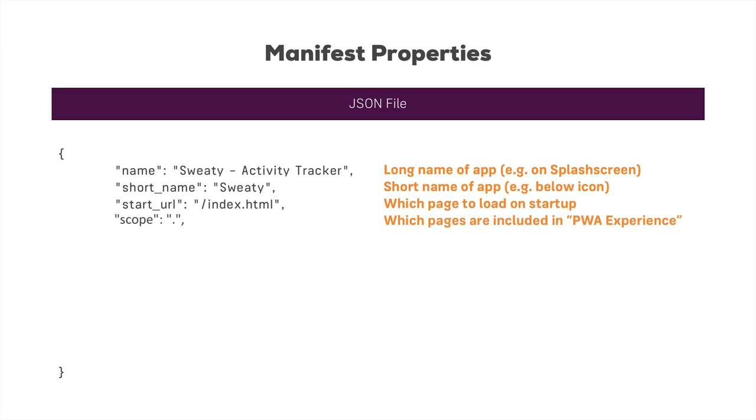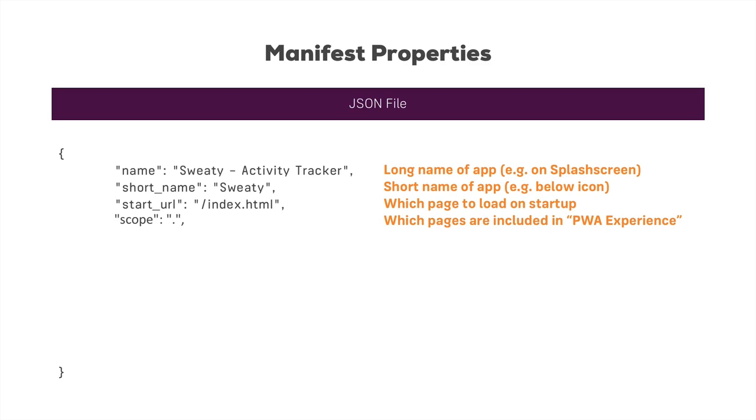We also can specify a scope. Now this means which pages are included in our, let's call it PWA, Progressive Web App experience. So here, a dot simply means all the pages in our web folder, so in the public folder here, are included. If we would only specify a subfolder, let's say the help folder, that would mean that for every other page, the browser will not use the settings we set up here in the JSON file.